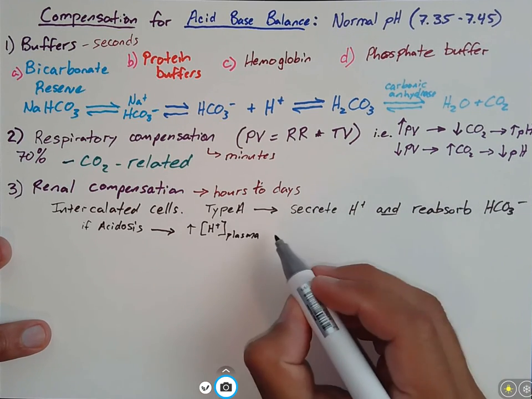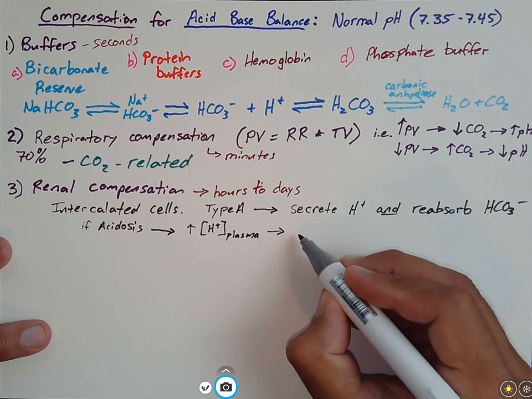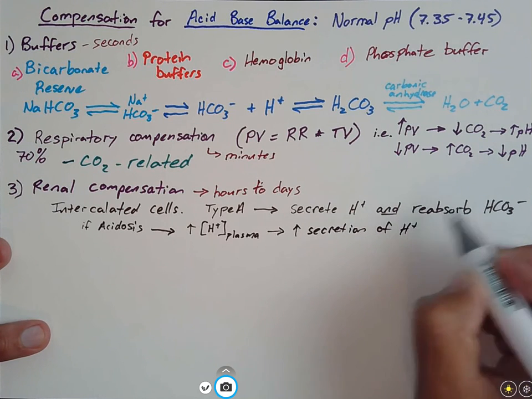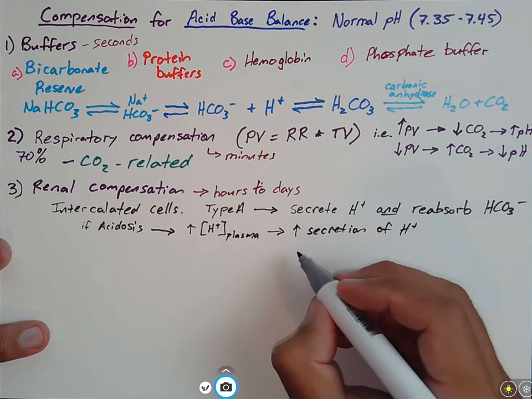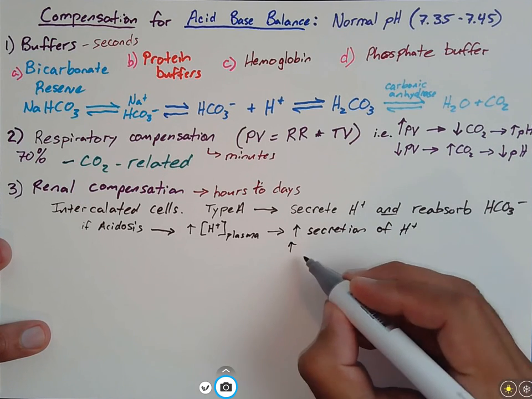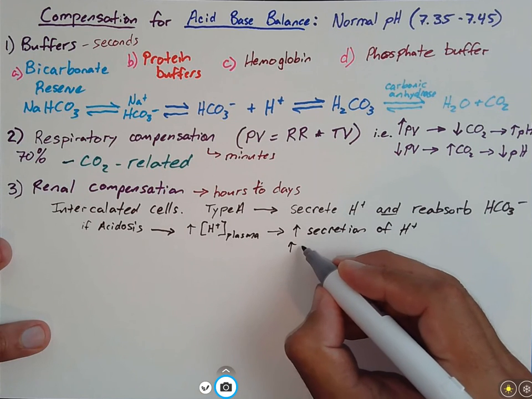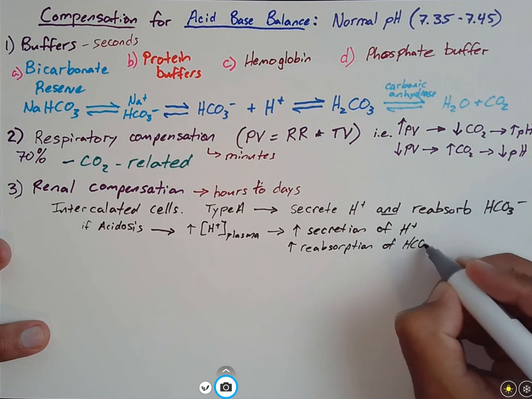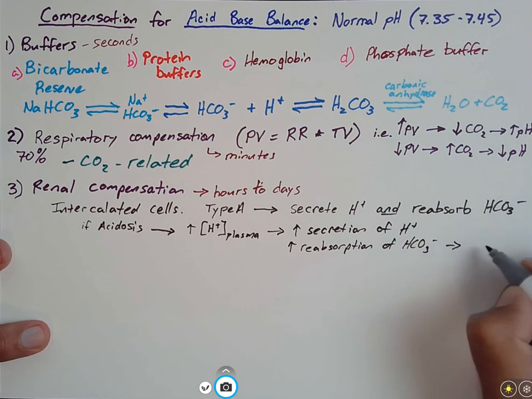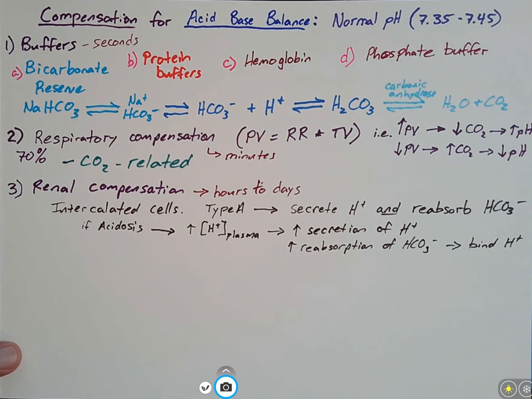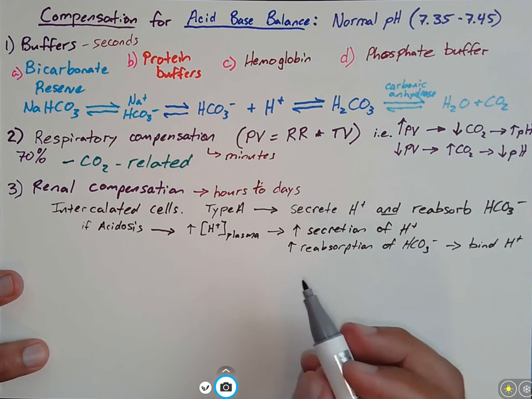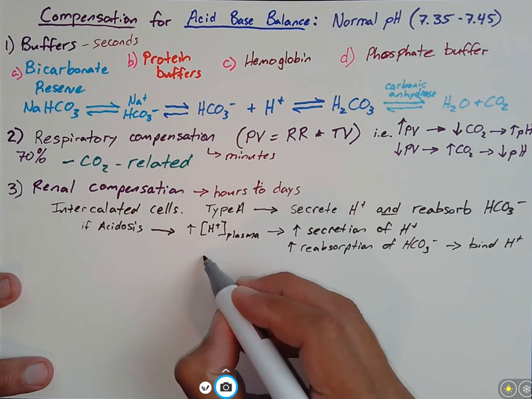So type A intercalated cells are going to secrete the hydrogen, and at the same time, as we reabsorb more bicarbs, these bicarbs are going to be binding up those hydrogens, right? So we increase the reabsorption of bicarbs, and they bind up those hydrogens, which is great, which is what we're after. This is if acidosis is in play, but this wouldn't help us if we had alkalosis, right? So that's what the other type of cell is all about.